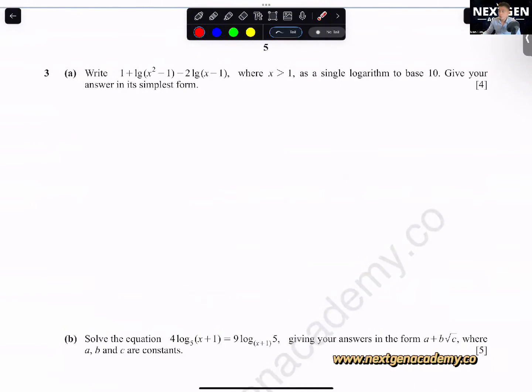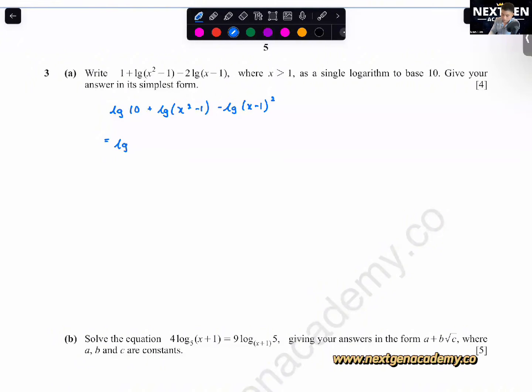Okay, 3a. Write 1 plus log (x squared minus 1) minus 2 log (x minus 1), where x is more than 1, as a single log to base 10. Give your answer in its simplest form. The first thing, we want to make it all log base 10, so 1 can be written as log 10. So log 10 plus log (x squared minus 1) minus log (x minus 1) squared. Plus, you multiply; minus, you divide. So this will become log 10(x squared minus 1) over (x minus 1) squared.